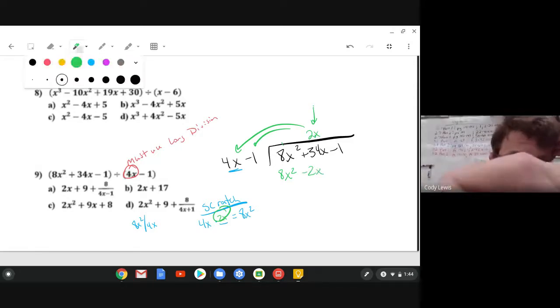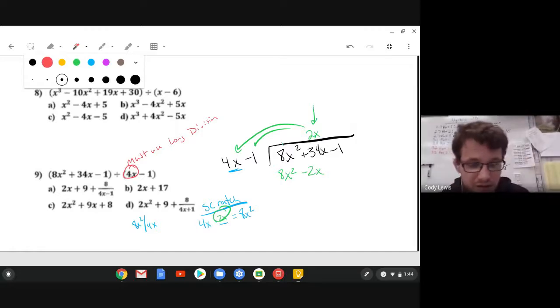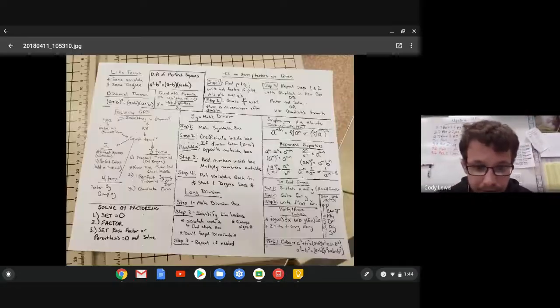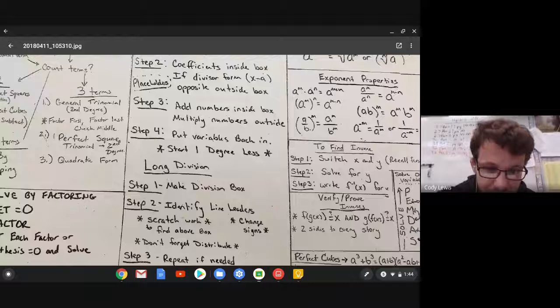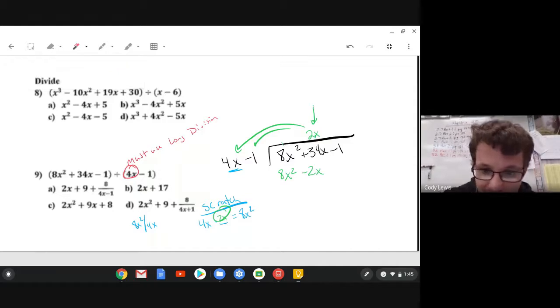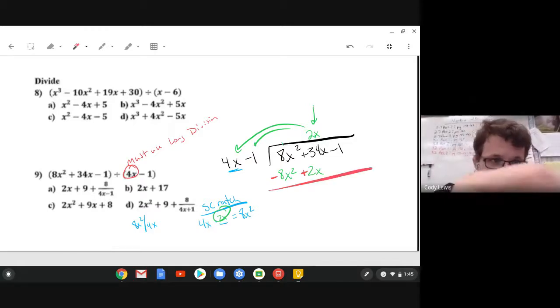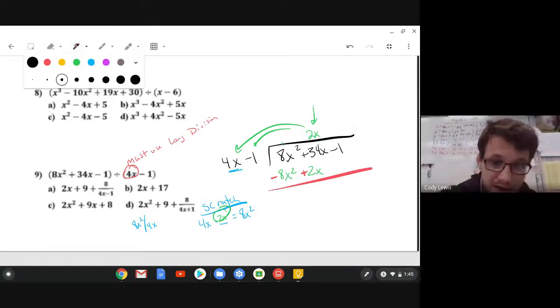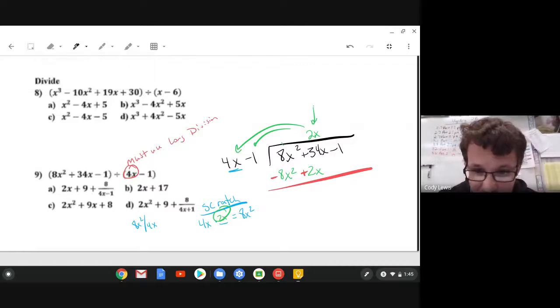The most common mistake that I'm going to see in a long division problem is people are going to forget to either distribute correctly, or most likely they're going to forget to change the signs. So I have to make that a minus 8x squared, and I have to make that a plus 2x. All right. Now I'm going to do everything again. So now I'm just going to add. So those cancel. And if those don't cancel, you probably did something wrong. 36x, and then the 1 just drops down. And now it's just rinse and repeat.